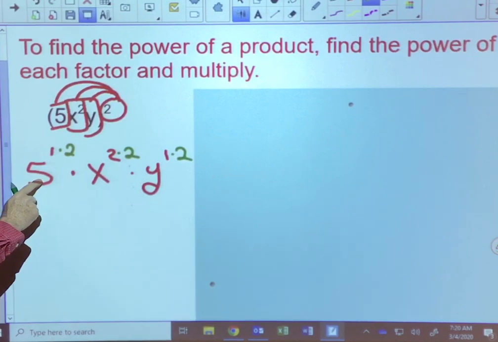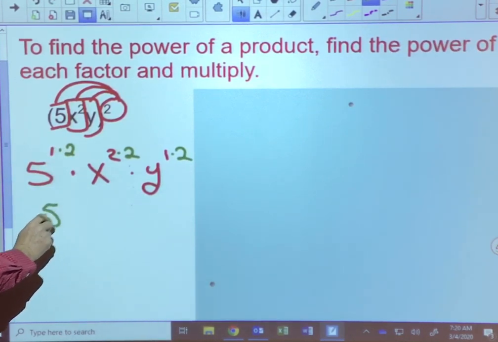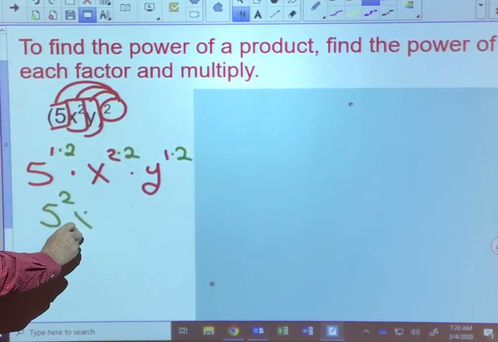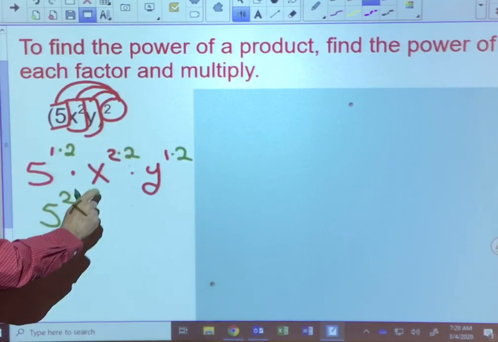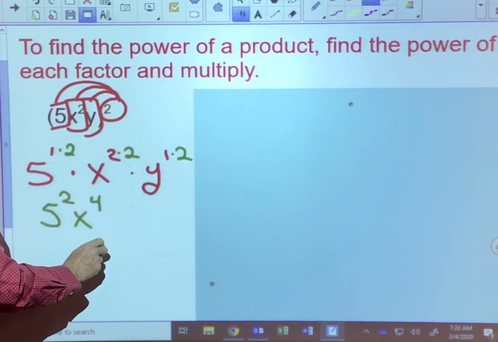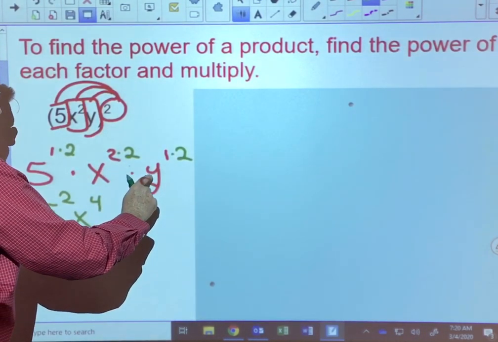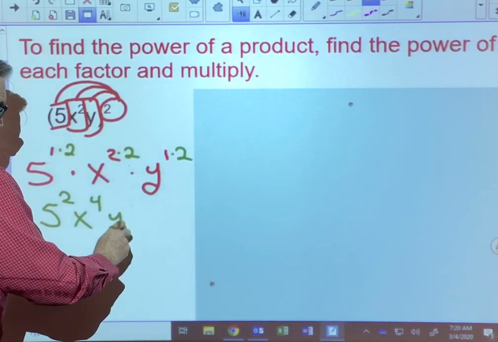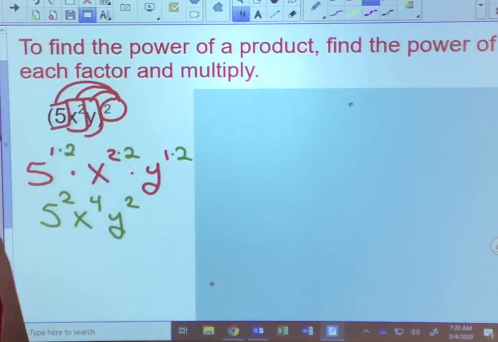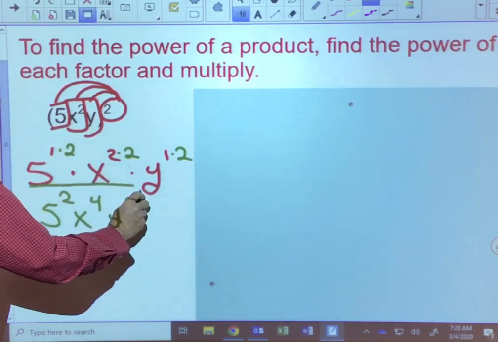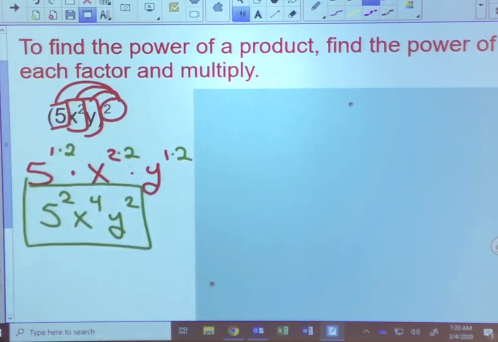So we're going to have 5 to the 1 times 2 power, which is 5 to the second power. We're going to have x to the 2 times 2 power, which is the fourth power. And we're going to have y to the 1 times 2 power, which is y to the second power. So once we simplify that, that's where we're at.